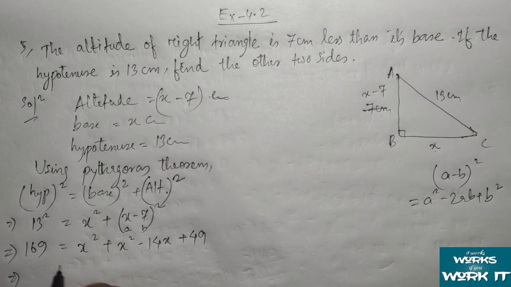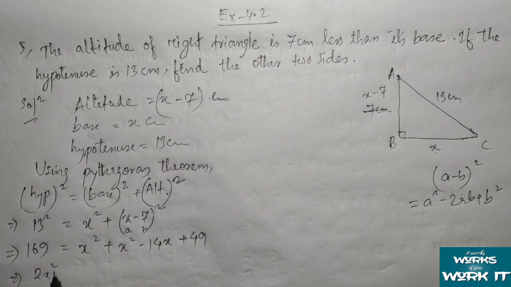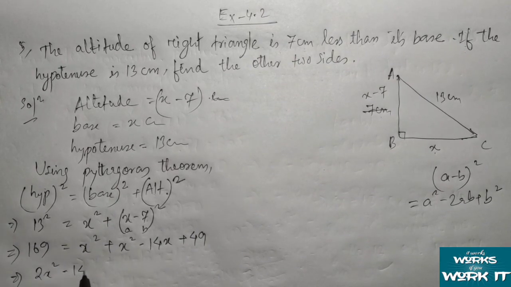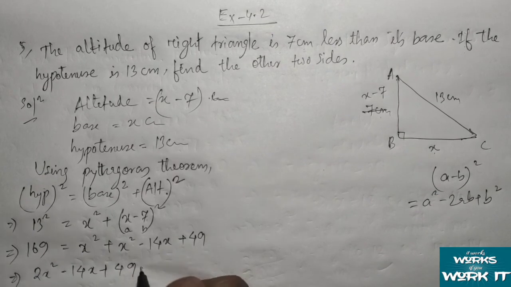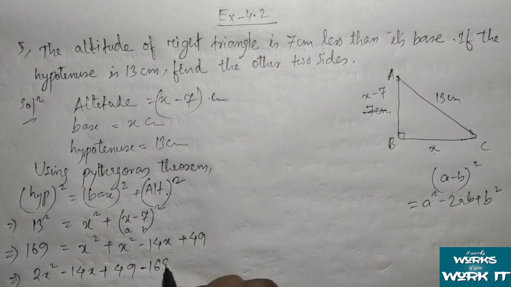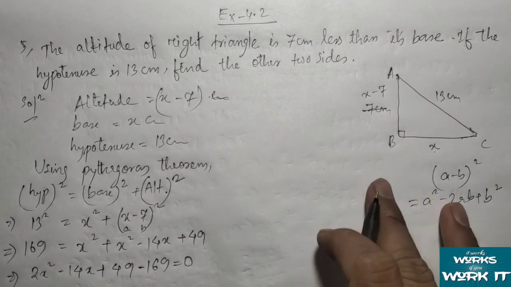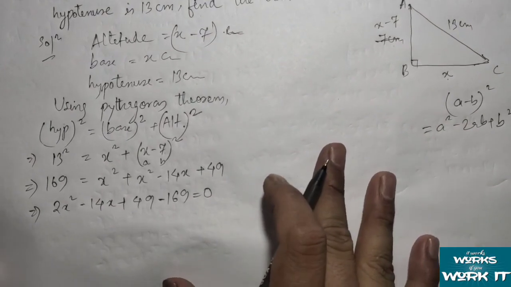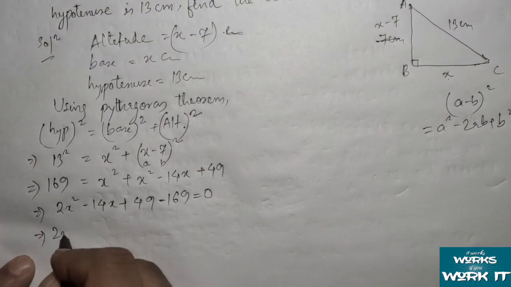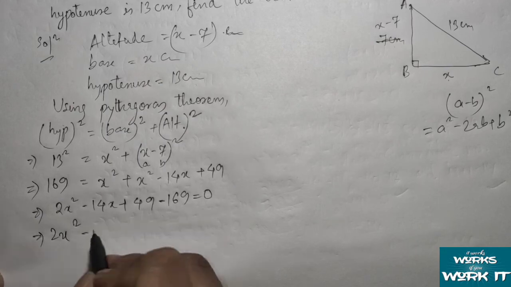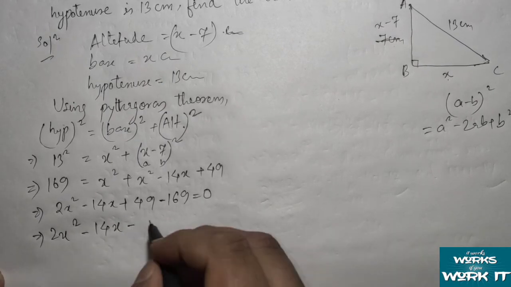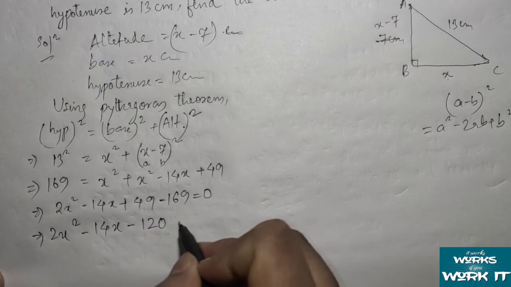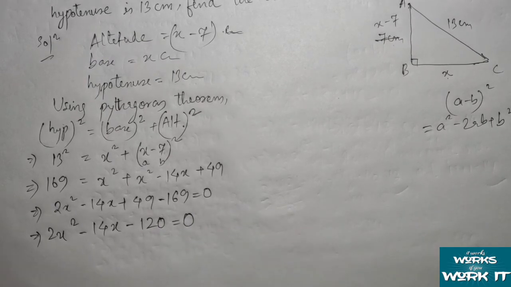So x square plus x square, we will write here 2x square. Okay, so minus 14x plus 49 we are getting, and then we will bring 169 to the right hand side. So it will become minus 169 equal to 0. Okay, so now it will give us 2x square minus 14x. Then after subtracting these two things, what can we get? Minus 120 equal to 0.